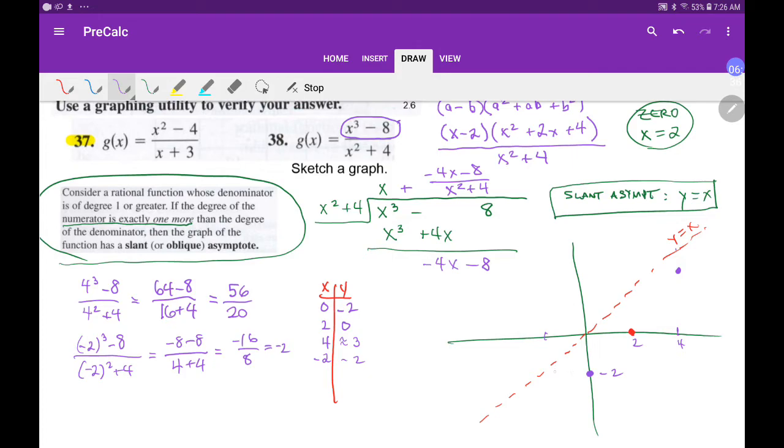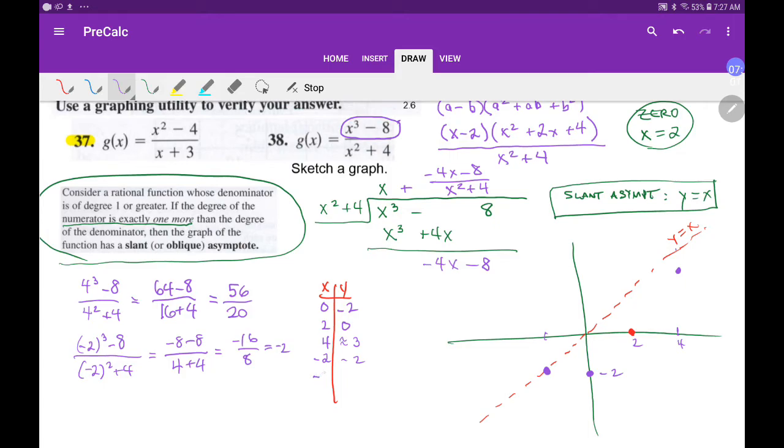Oh, you know what? You are allowed to cross a slant asymptote. It's not like a vertical asymptote. You can actually cross it, and we're crossing it right there. So if it's a horizontal asymptote or a slant asymptote, you can touch it. It's not the electric fence. You can touch it. So there we go. It happened to be right there at negative 2.